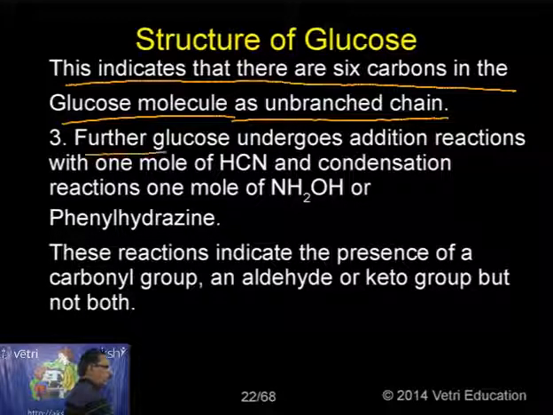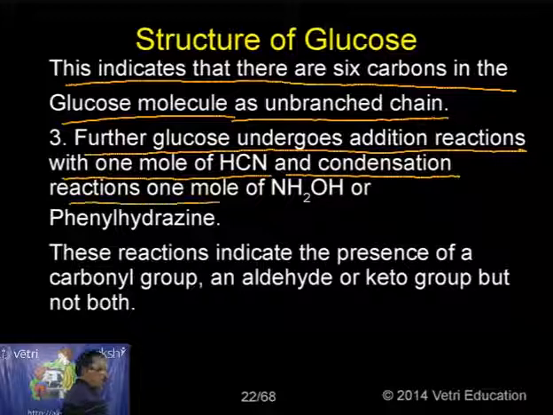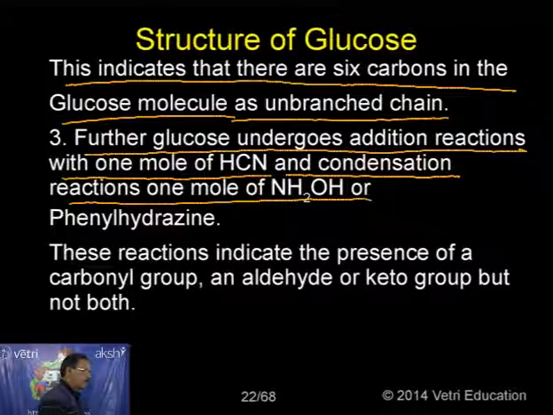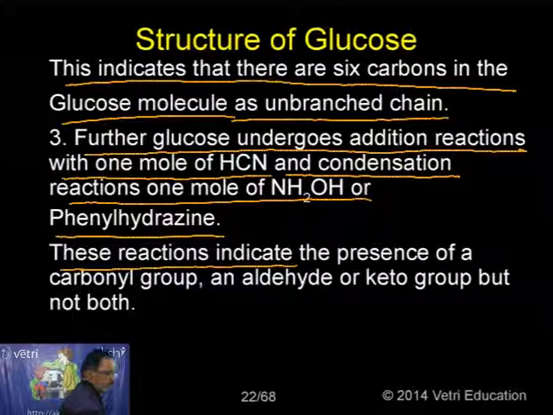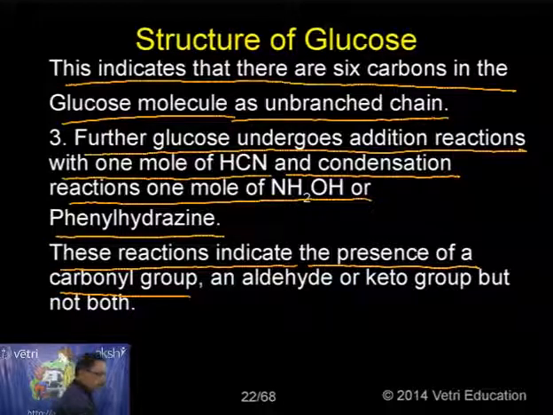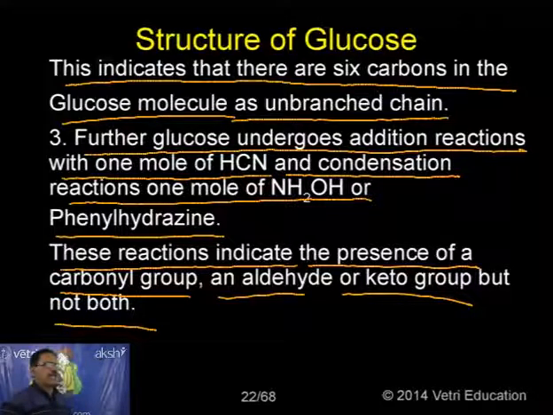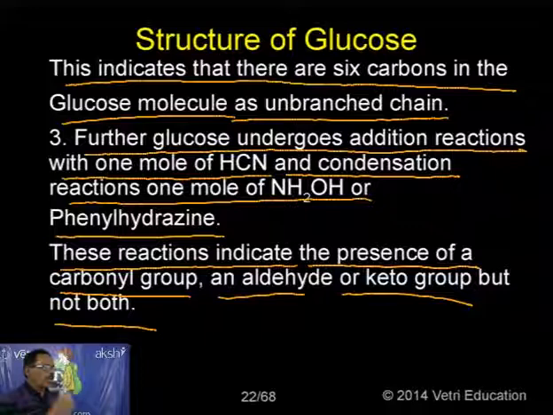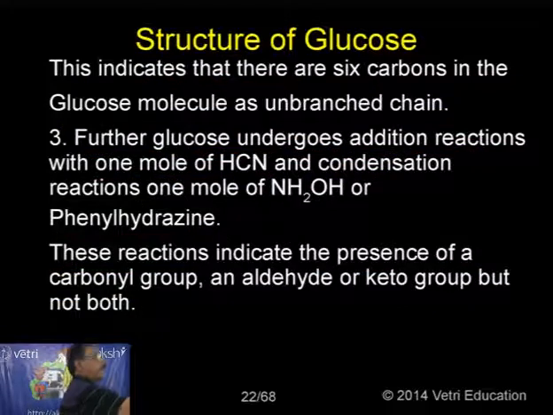Further, glucose undergoes addition reaction with 1 mole of HCN and condensation reaction with 1 mole of hydroxylamine or phenylhydrazine. So these reactions indicate the presence of a carbonyl group. These are the characteristics of a carbonyl group, maybe an aldehyde group or a keto group. Important information: both will not be there, either aldehyde or keto group may be present. Only if it is present will it undergo these addition reactions as well as condensation reactions. Next one.